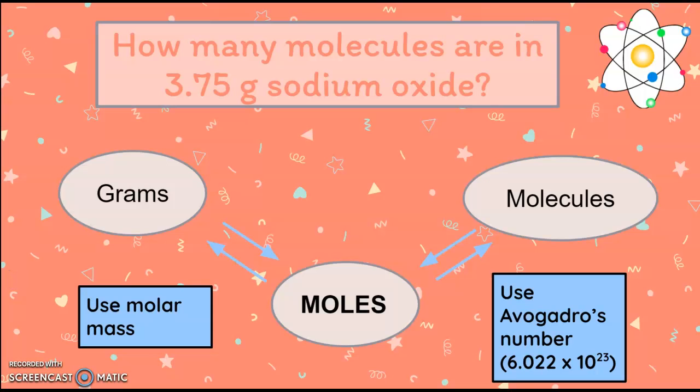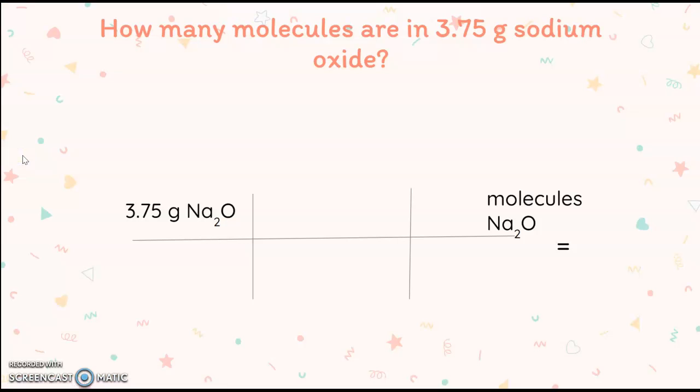So if I take a look at my moles roadmap here, we are going to be going from grams to molecules. That is a two-step jump. We're going to have to go from grams to moles and then moles to molecules. So when we make our T-chart, we're going to have to make it a little bit bigger so that we can jump over to moles and then jump over to molecules.